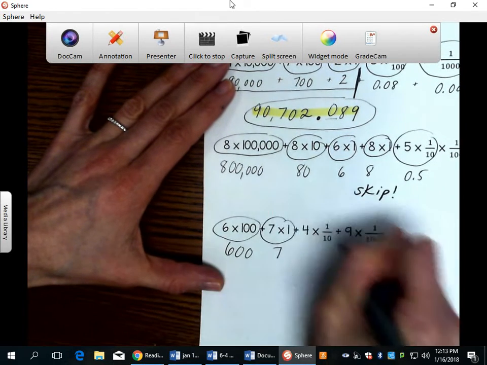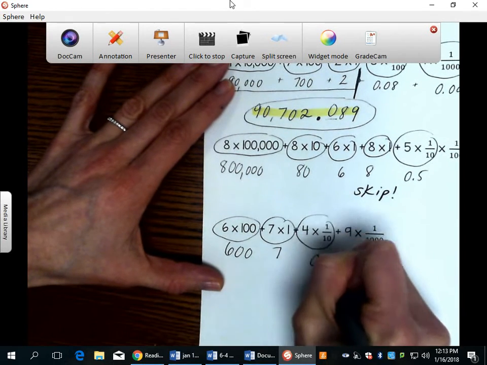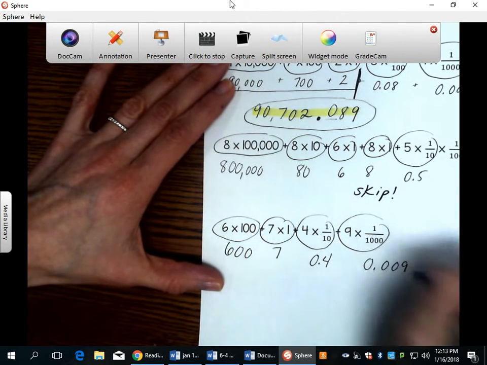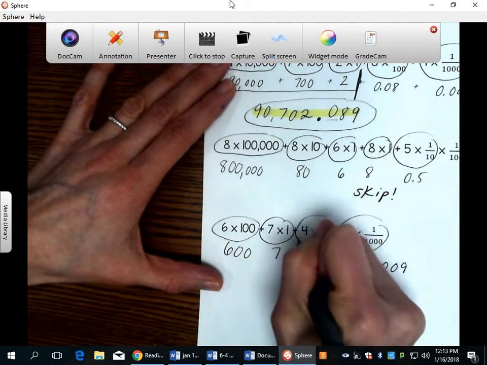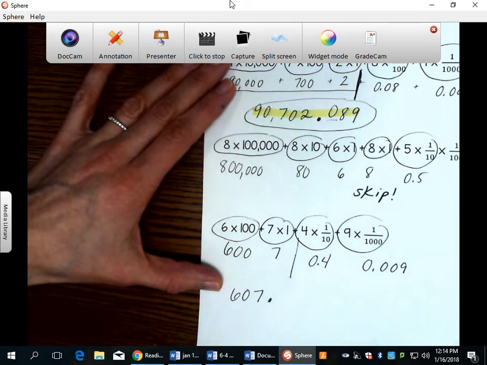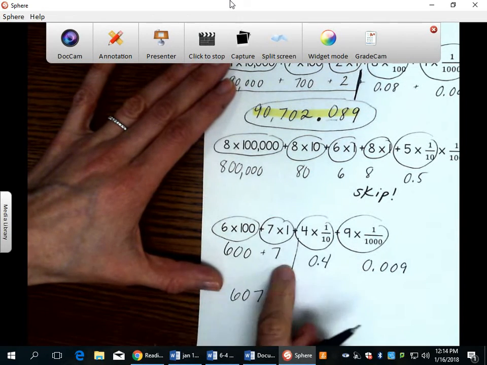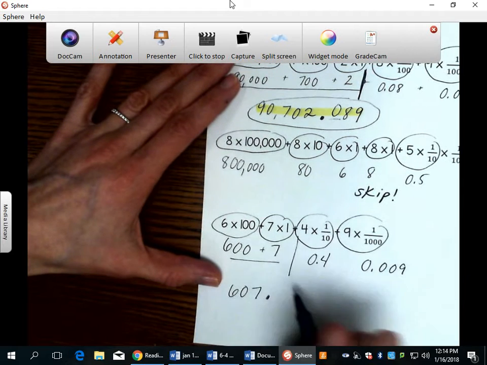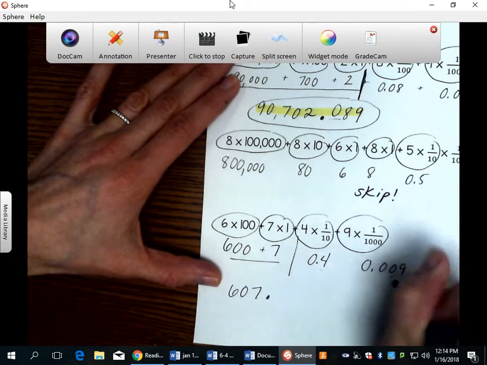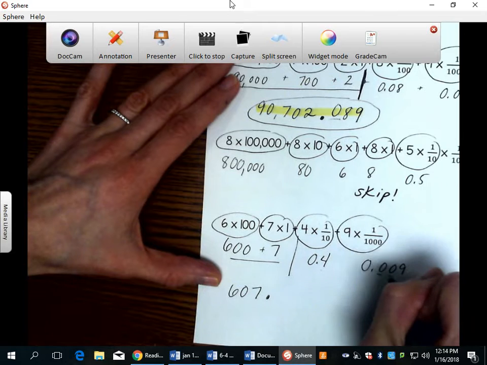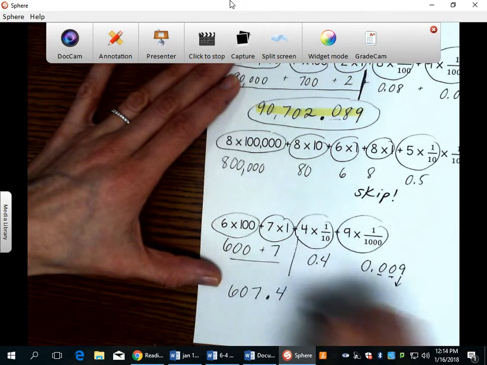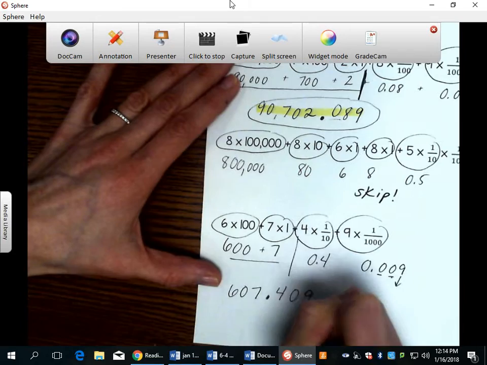607, 4/10, and again, 9 thousandths. So, whole numbers, 607, and a little bit more. I did 607, that's taken care of. Now I've got 4/10, 9 thousandths. Always be sure to read tenths, hundredths, thousandths. So 4/10, no hundredths, 9 thousandths. So that should be that one.